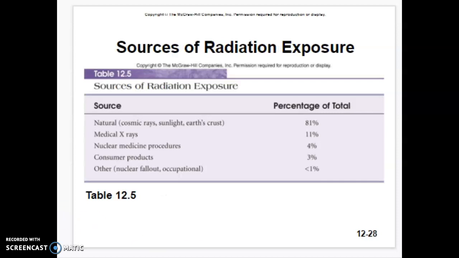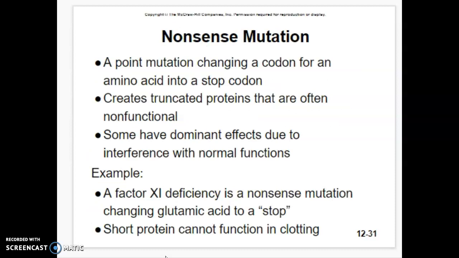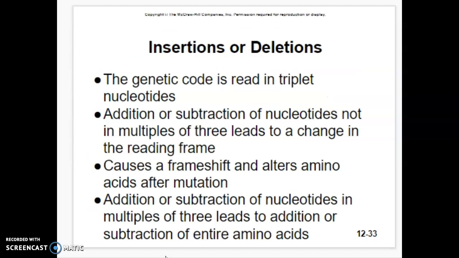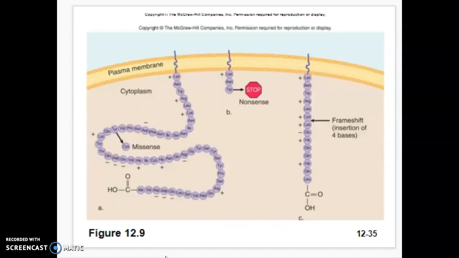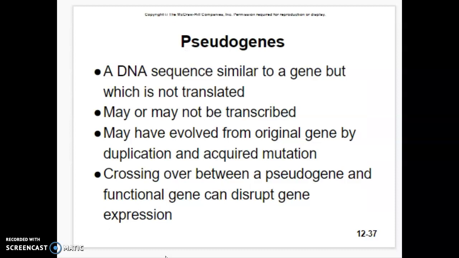All right. As I mentioned, natural sources is the most common. They're all different types of point mutations. You'll read that tomorrow in the web quest, so I'm not going to go through that. All that will be there.